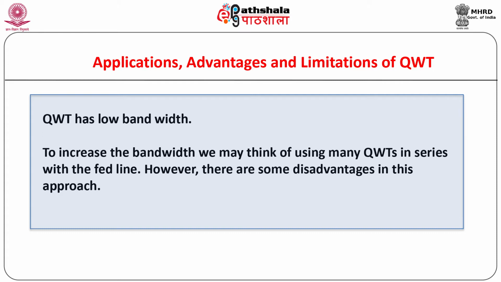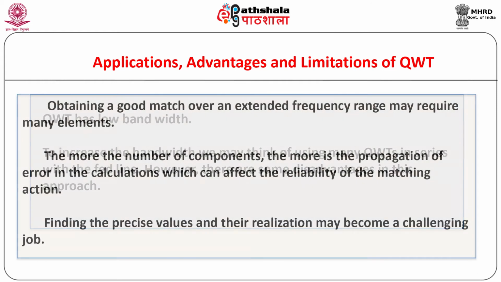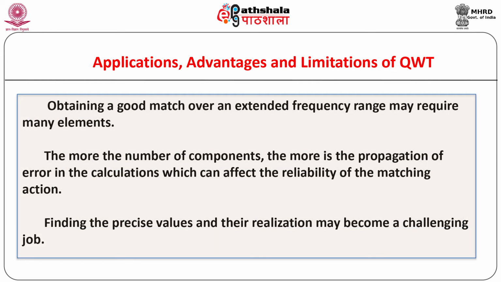How to increase the bandwidth? To increase the bandwidth, we may think of using many QWTs in series with the feed line. However, there are some disadvantages in this approach. As we know now, the major problem faced with QWT is its low bandwidth. A single circuit matches only at a single frequency. Obtaining a good match over an extended frequency range may require many elements. The more the number of components, the more is the propagation of error in the calculations, which can affect the reliability of the matching action. Finding the precise values and their realization may become a challenging job.